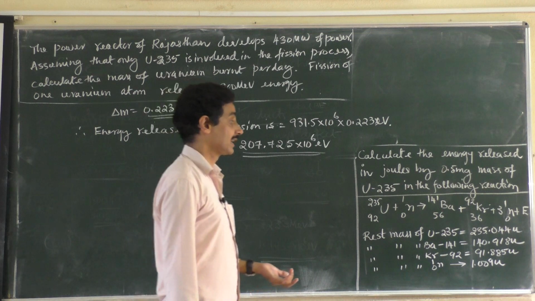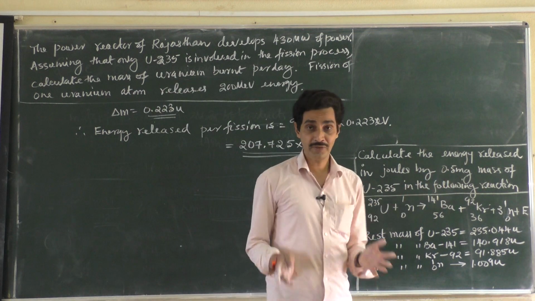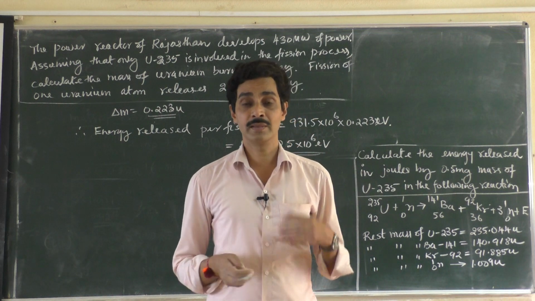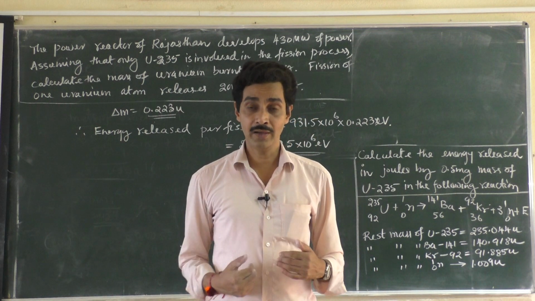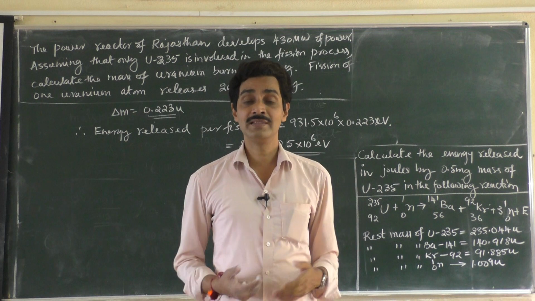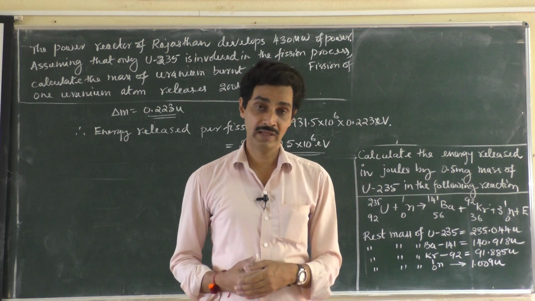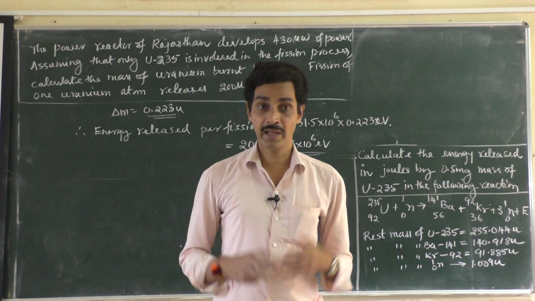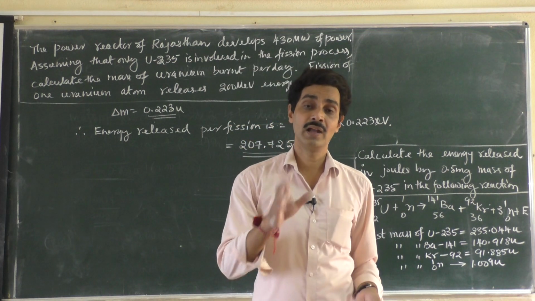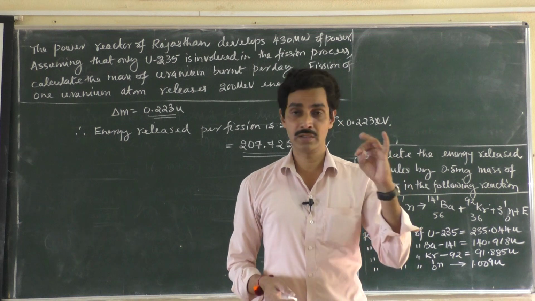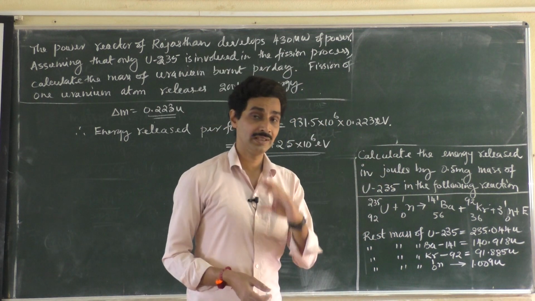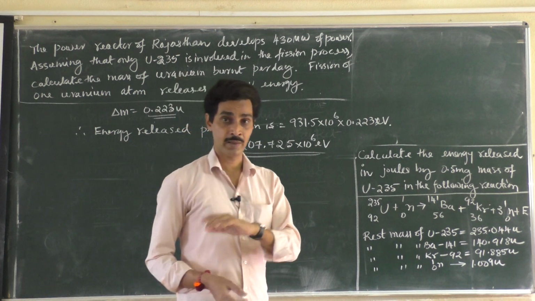Now, how many fissions can occur? Because we have 0.5 milligram of uranium. For example, if one mango weighs some 200 gram, and I have 1 kg of mangoes, how many mangoes will I have? I should have 5 mangoes, because 5 mangoes, each of 200 gram, make 1000 gram, which is 1 kg.